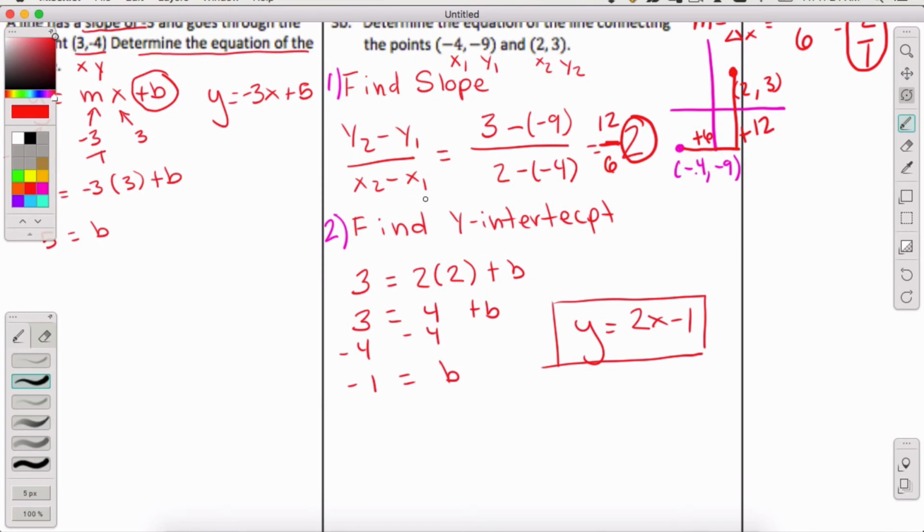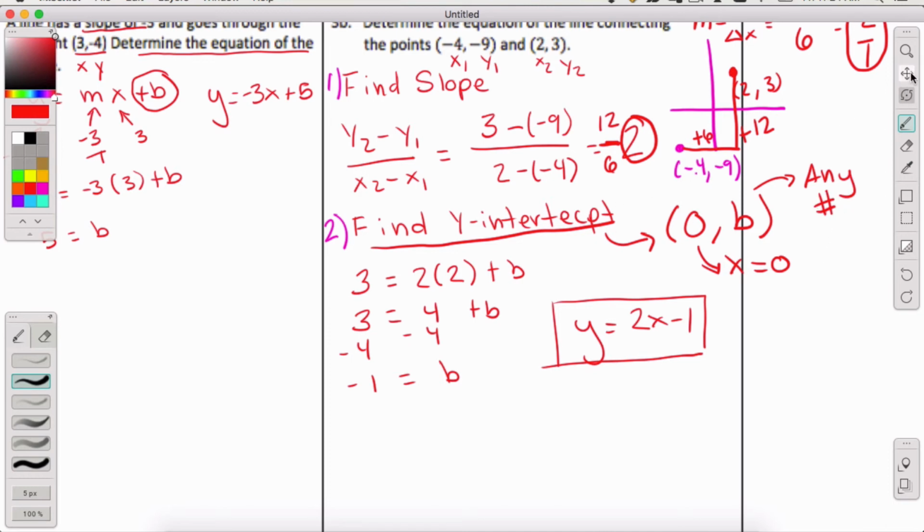And then to find our y-intercept, remember from, I believe, video 1 or 2 that I did, the rule of the y-intercept is that x is always 0 and y can be any number. So x has to be always 0, and y can be any number.